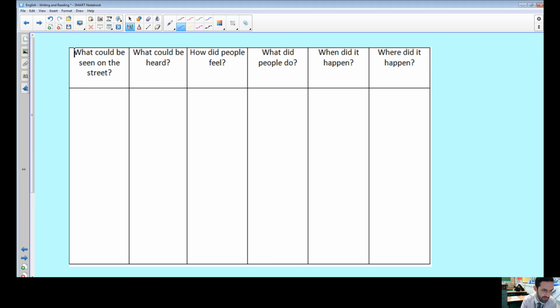So, based on that text, what I'd like you to do is think about what could be seen on the street, what could be heard, how did people feel, what did people do, how did it happen, and where did it happen? So, for example, what could be seen on the street?